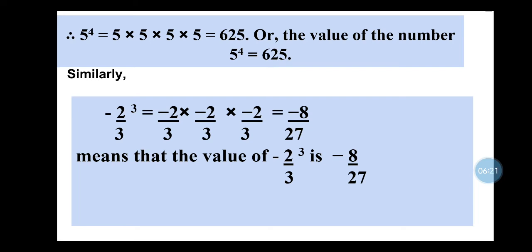As you can see, in 2 upon 3 raised to 3, 3 is an odd number. So when the index or the power or the exponent is an odd number and the base is negative, your answer will always be negative. If it is an even number, that means your power is an even number, your answer will always be positive. So the value of minus 2 upon 3 raised to 3 or the whole cube is minus 8 upon 27.